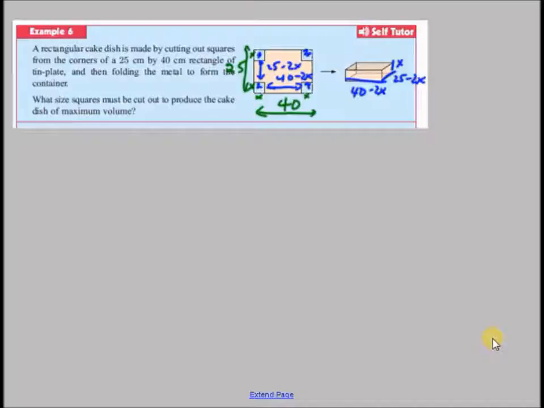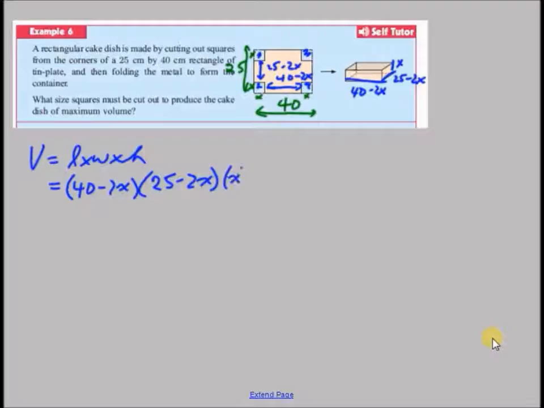What size squares must be cut out to produce the cake dish of maximum volume? Okay, so we're looking at volume. Volume is length times width times height. So in this case, 40 minus 2x multiplied by 25 minus 2x multiplied by x. When we expand that out fully, I won't go through all the steps, but we get 4x cubed minus 130x squared plus 1000x.